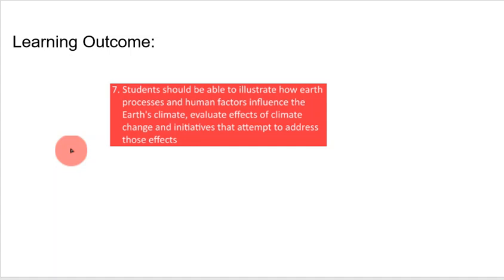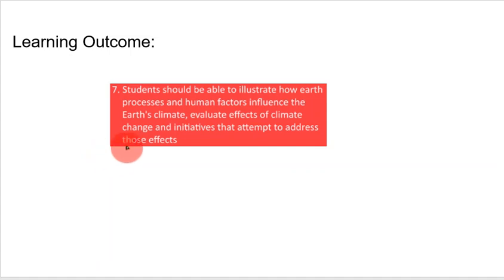So that's everything that we wanted to look at. By the end of it, let's think back. Students should be able to illustrate how Earth processes and human factors influence Earth's climate. So Earth processes, so you have the greenhouse effect, you have this atmosphere that keeps in the heat. Human factors influence this by producing greenhouse gases such as methane and carbon dioxide, which go up into the atmosphere and cause an enhanced greenhouse effect to happen.